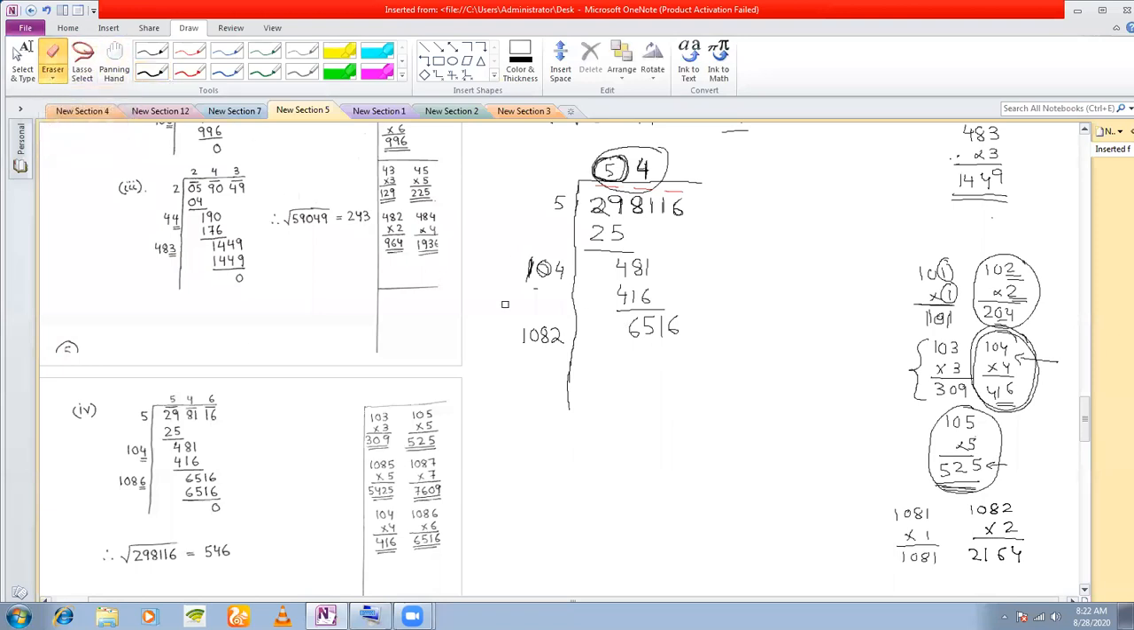So we try the digit 3. We have 1083 into 3. We get 3249, which is again way less than 6516. So we now try the digit 4. So erase this.